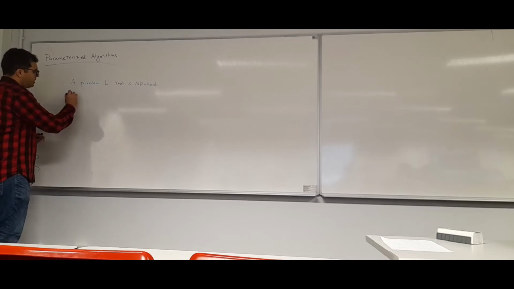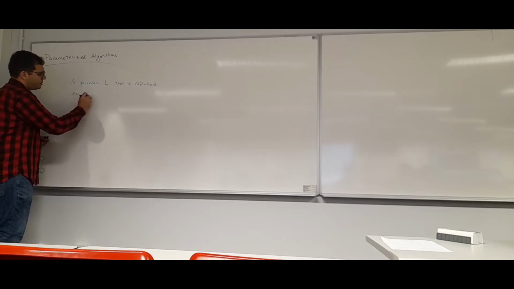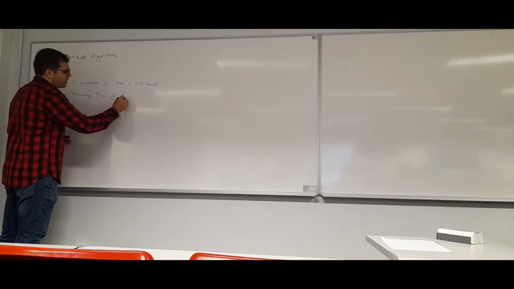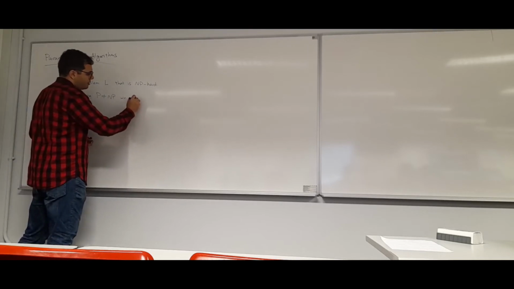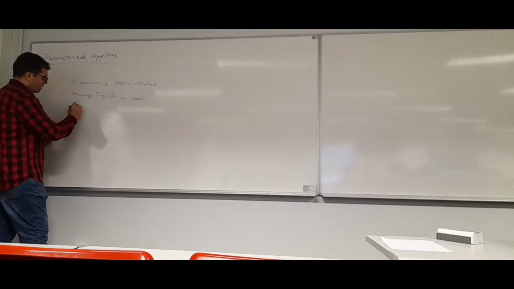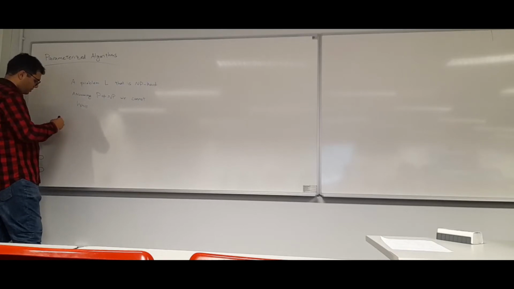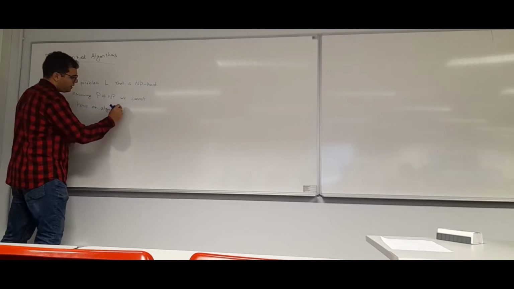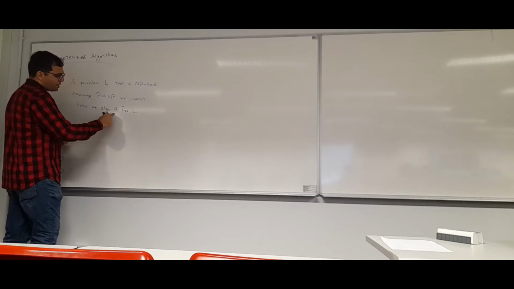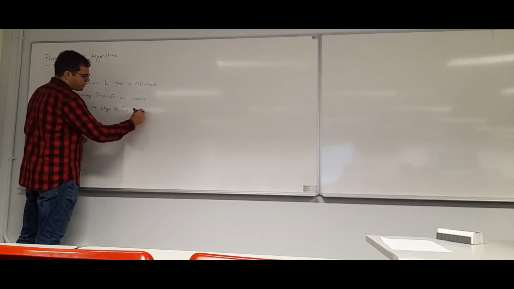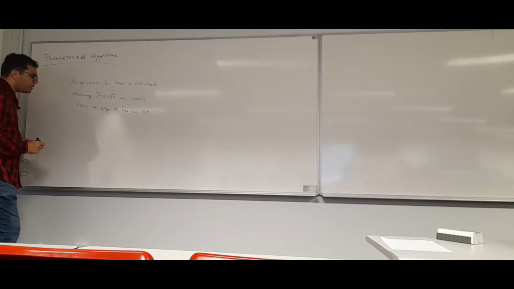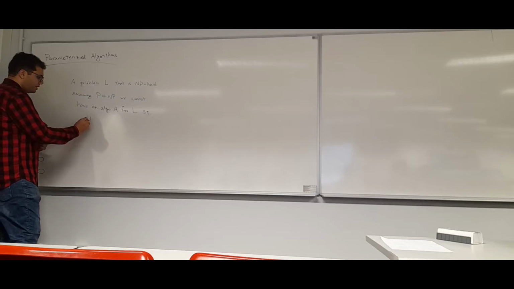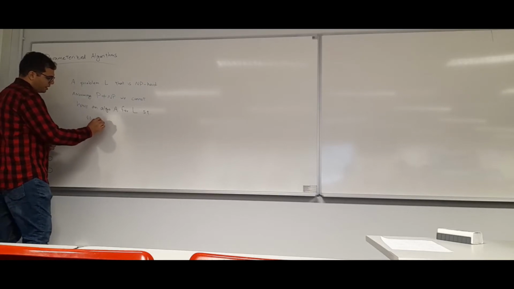So assuming P is not the same as NP, we cannot have an algorithm A for L, and by this I mean that A decides L, such that all of these constraints are satisfied. Well, what are the constraints that I should have? Well, the first thing is this algorithm has polynomial time.